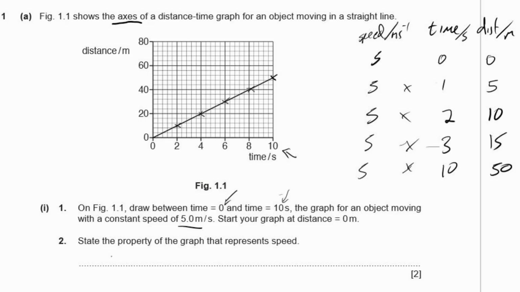Part 2. State the property of the graph that represents speed. Well, the speed is actually given by the gradient of a distance-time graph. There we are.